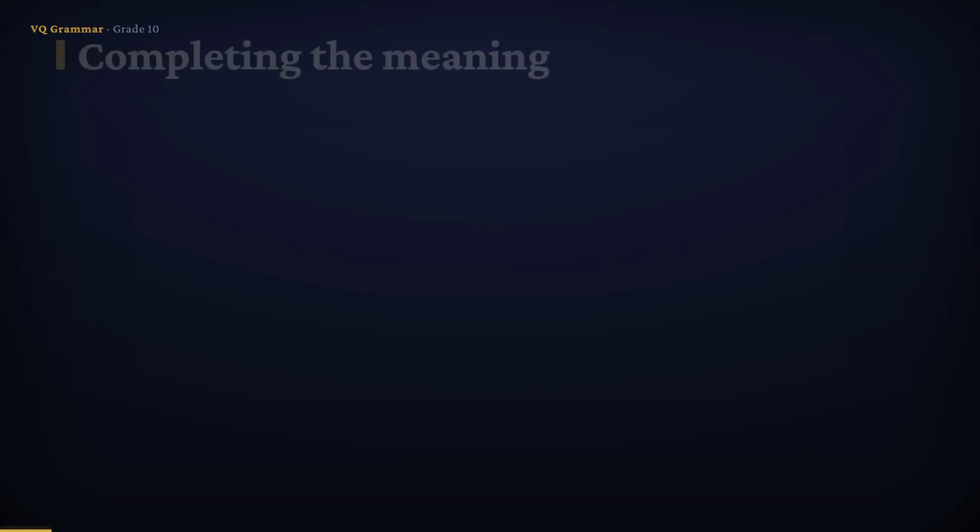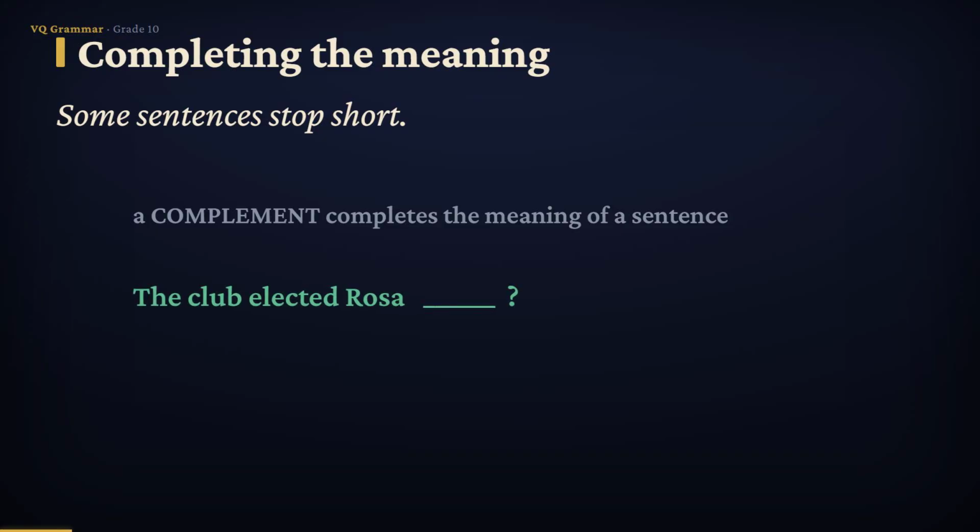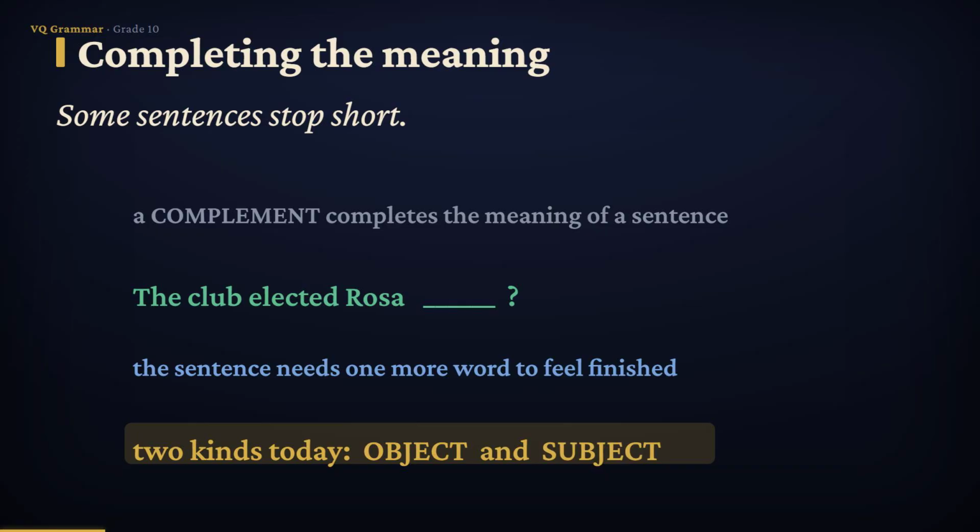Let's get into it. Let's start with the word itself. A complement is simply a word that completes the meaning of a sentence. It's the piece that makes the sentence whole. Listen to this one. The club elected Rosa. Elected Rosa what? Something is missing, isn't it? The sentence stops short. It needs one more word to feel finished. Add the word president, and suddenly the thought closes. The club elected Rosa president. That extra word is a complement. And today we'll meet two of them: the object complement and the subject complement.